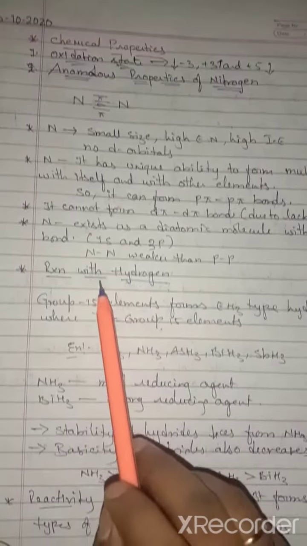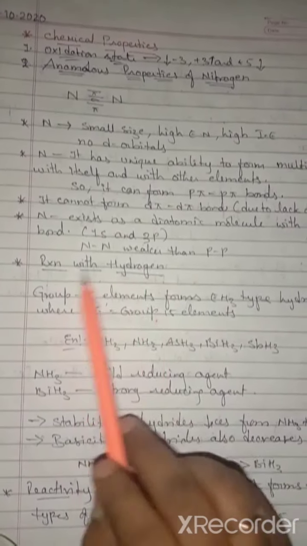So here, owing to this small bond length, as a result, catenation tendency is weaker in nitrogen. Understand, children? Now if we move to the next property, the reactivity with hydrogen. Group 15 elements form hydrides.